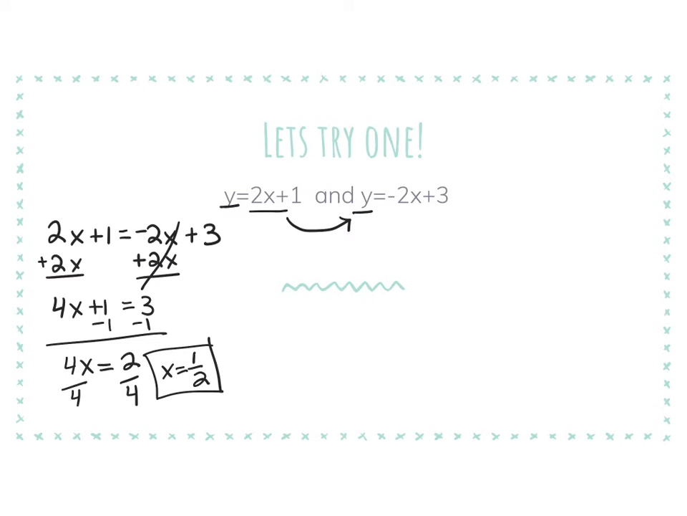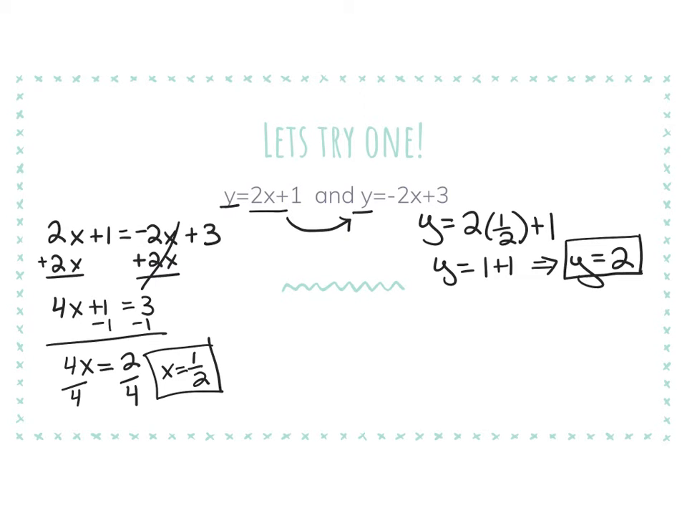So now we're going to look back at our equations, and we're going to plug in our x value into one of these equations. So we're going to do y equals 2 times 1/2 plus 1, which is going to give us y equals 1 plus 1, which gives us y equals 2. So we now have our x value and our y value, which is 1/2 and 2.